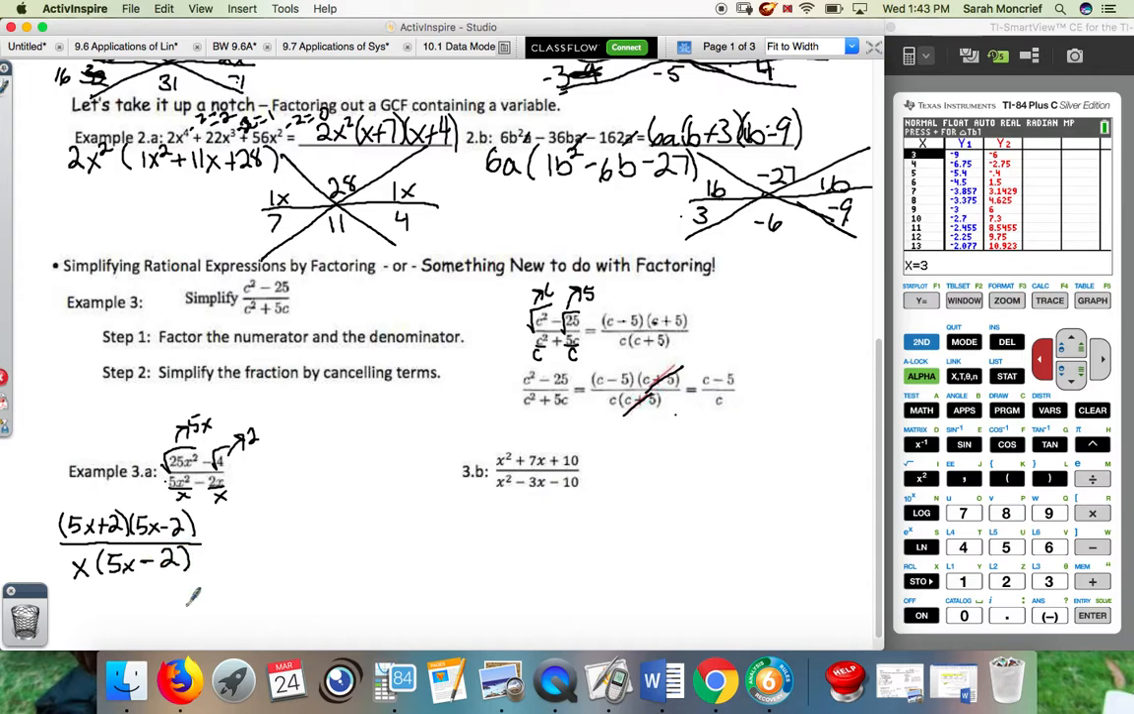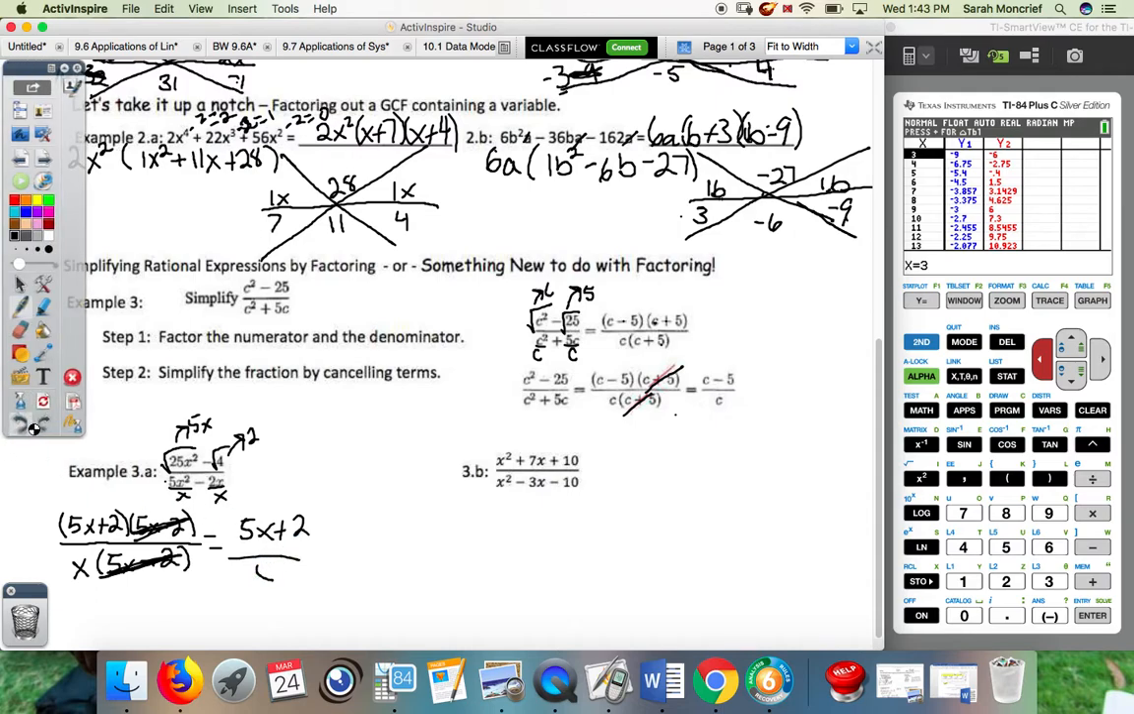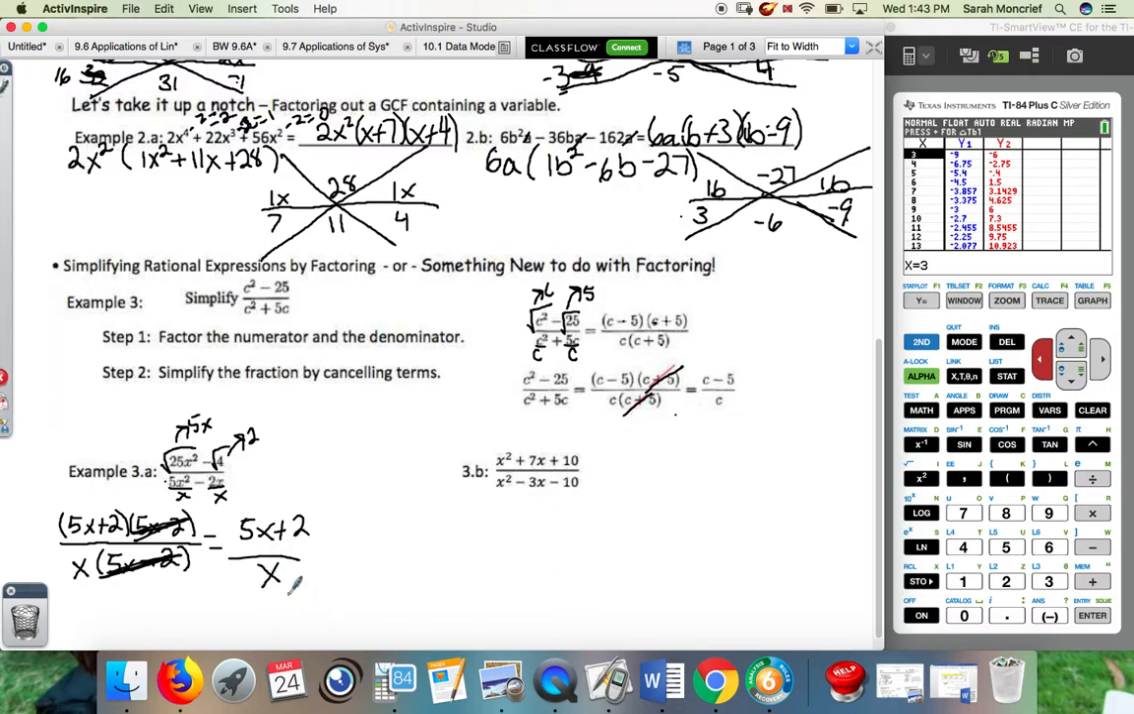So now let's see what we have in common. I have a 5x minus 2 in the top, and I have a 5x minus 2 in the bottom, so those cancel out. So that means I'm left with 5x plus 2 over x. We have 5x plus 2 over x. And that is my simplified rational expression.